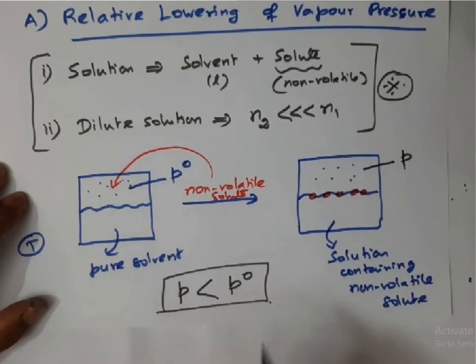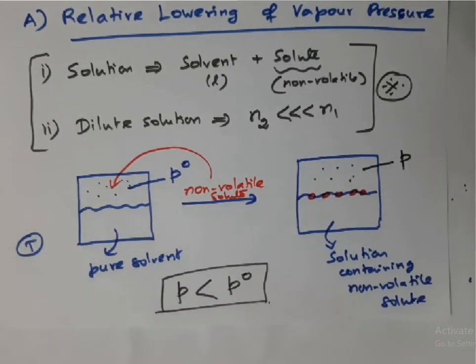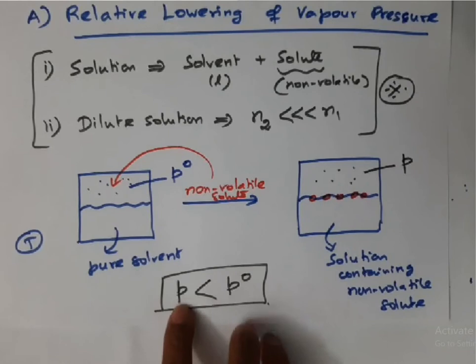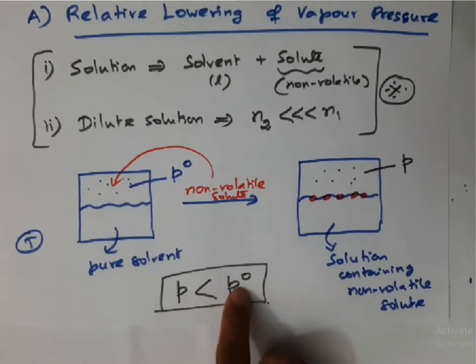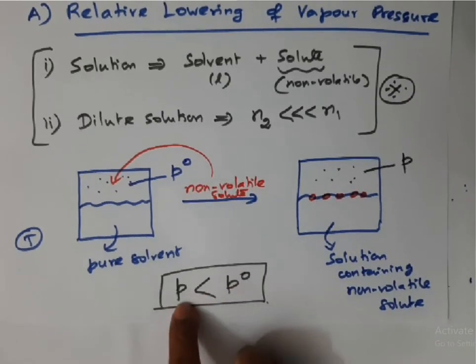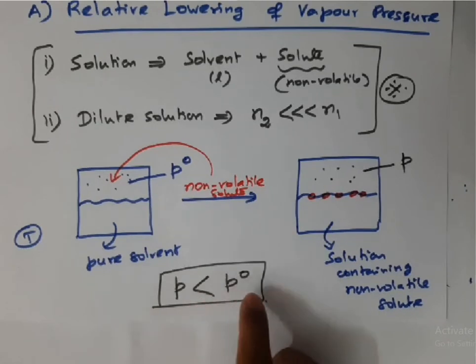Note down. This is very, very important. Whenever you add a non-volatile solute in a solvent, and you form a solution, P means vapor pressure of solution, P naught is vapor pressure of pure solvent. Vapor pressure of solution is less than the vapor pressure of pure solvent.